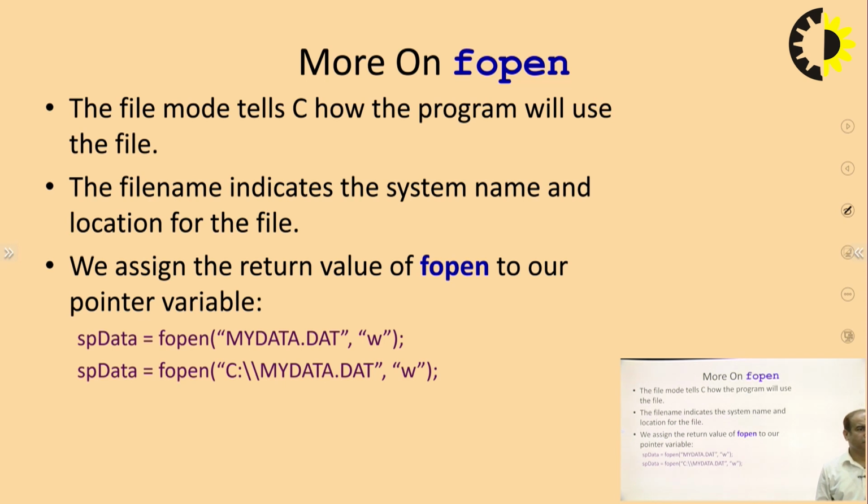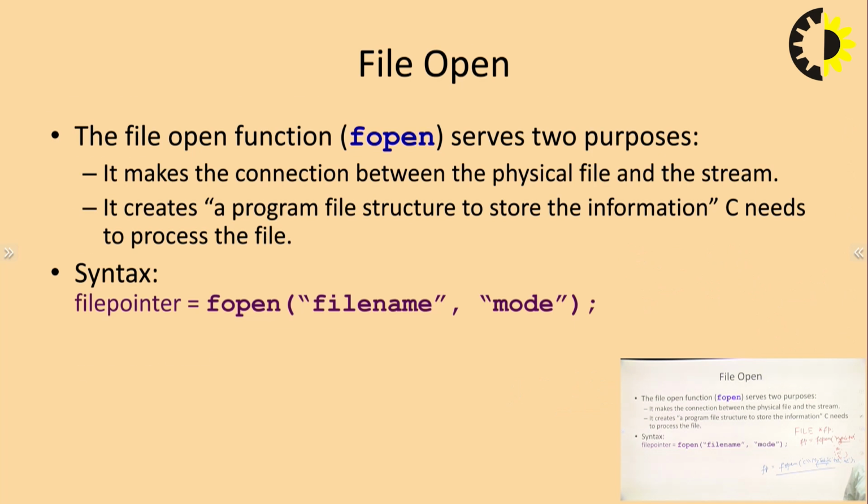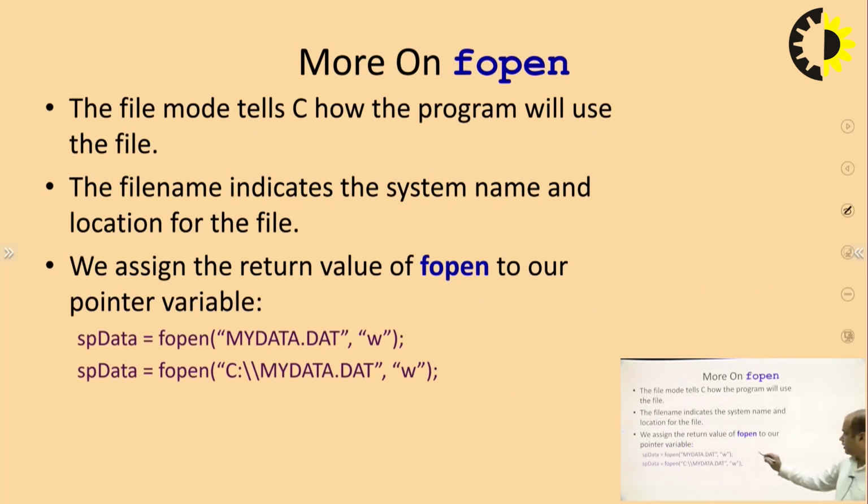Second, now more on the fopen function. So the file mode tells C how the program will use the file. Second, the file name indicates the system name and the location of the file. We can assign the return value of fopen to our file pointer variable. So whatever I have defined in the previous slide, I have done in this syntax.